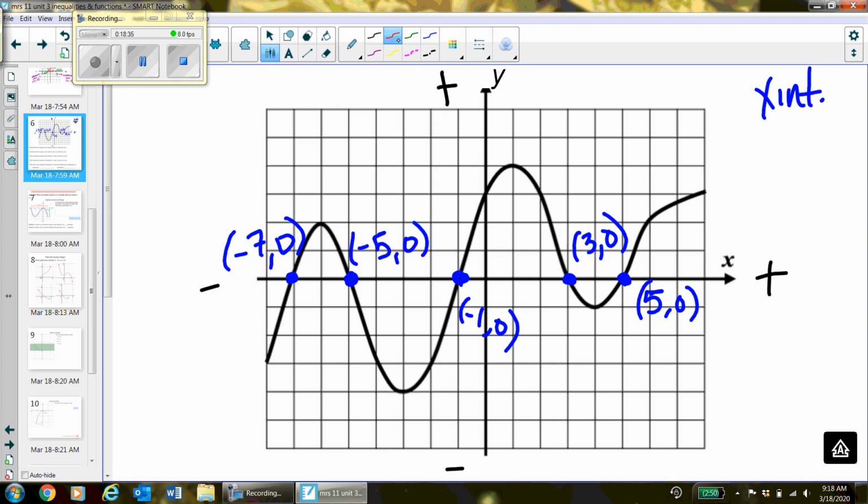All right, so now let's go to red, and we're going to label our y-intercept. So we only have one y-intercept, and for y-intercepts, the x value is always 0. So this is the positive side of the y-axis. So this is 0, 3. I'm writing y-intercept over here because we labeled that 0, 3 in red.